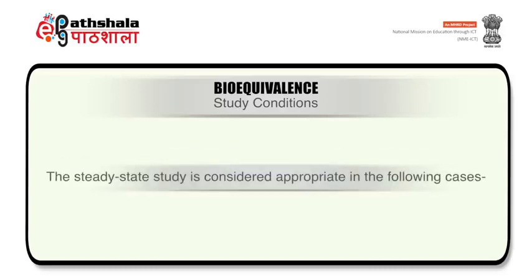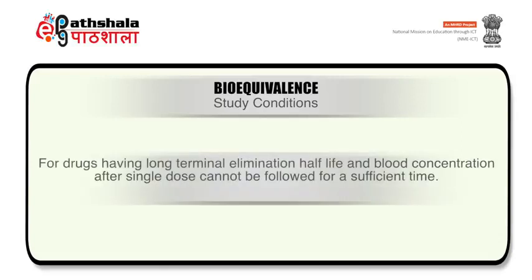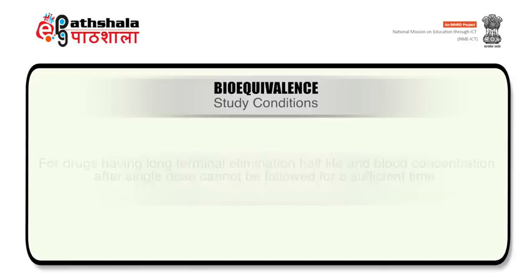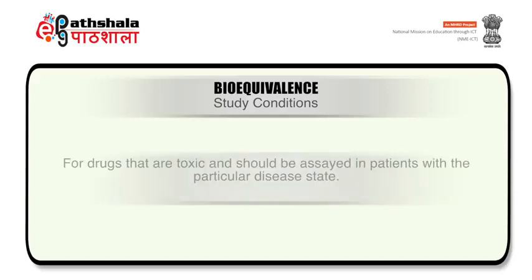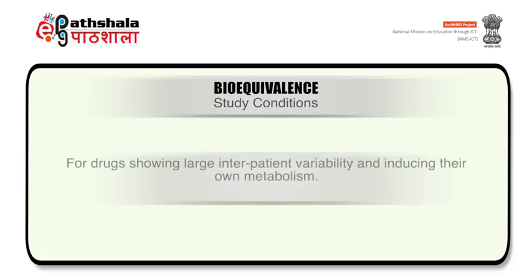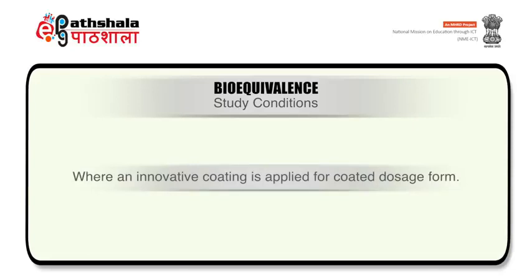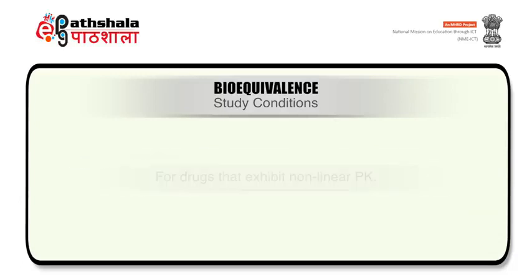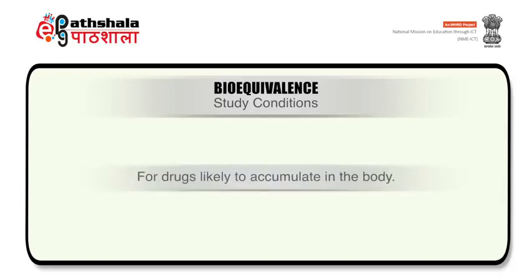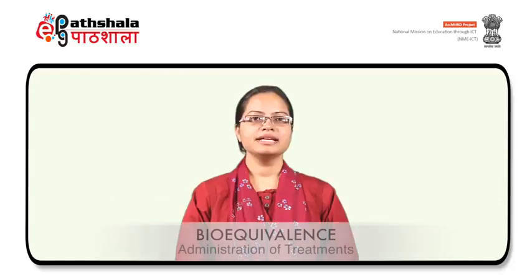The steady state study is considered appropriate in the following cases: for drugs having a long terminal elimination half-life where blood concentration after a single dose cannot be followed for a sufficient time; when the terminal elimination phase constant cannot be followed for an adequate time period due to low assay sensitivity; for drugs that are toxic and should be assayed in patients with a particular disease state; for modified release dosage forms; for drugs showing large interpatient variability and inducing their own metabolism; where an innovative coating is applied for the coated dosage form; for combination products where the ratio of plasma concentration of individual drugs is important; for drugs that exhibit non-linear pharmacokinetics; and last, for drugs which are likely to accumulate in the body.